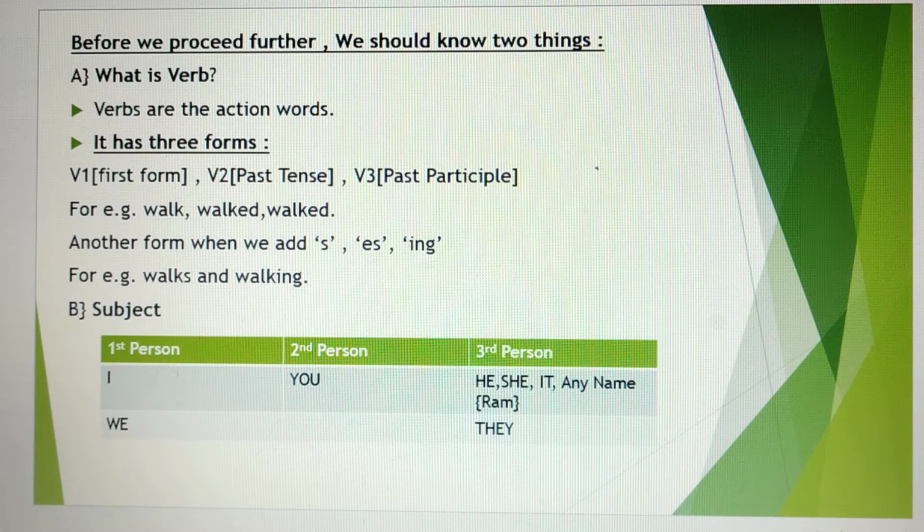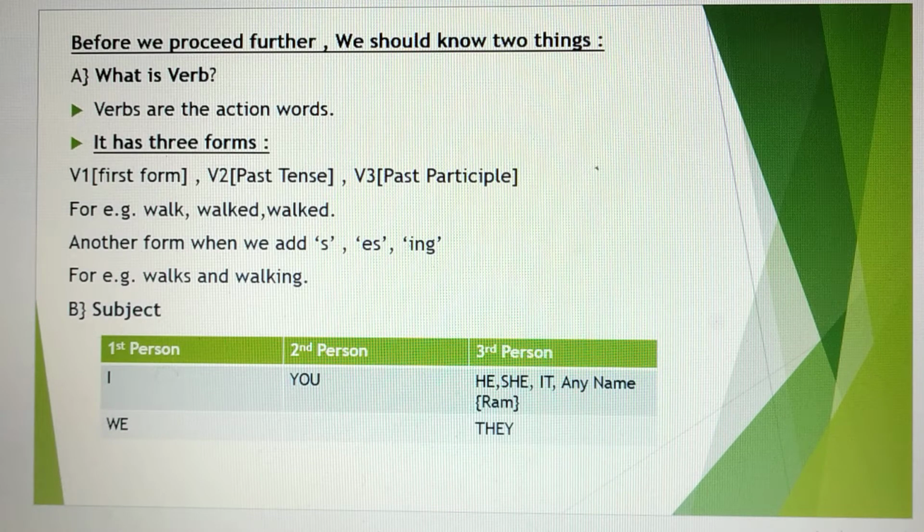Now if you want to change first form into singular, we have to add s and es. So it will be walks. So walk and walks are considered as a first form. Then in all the continuous tenses, you all know we use ing. So we need to add ing in walk. That is first form, walking.